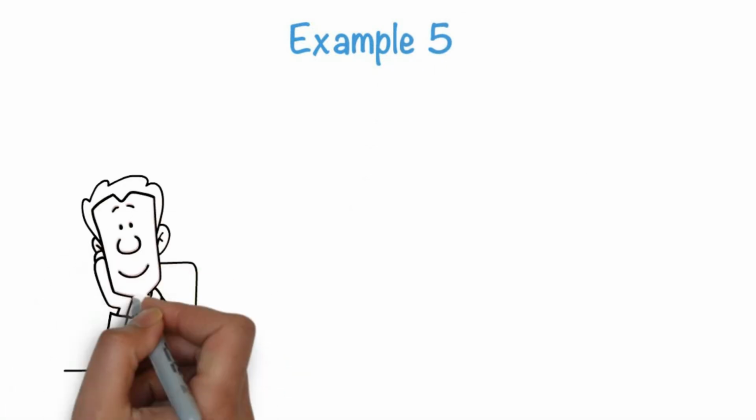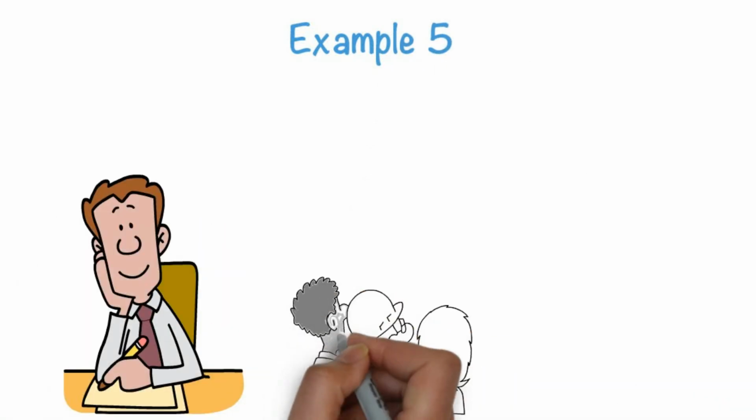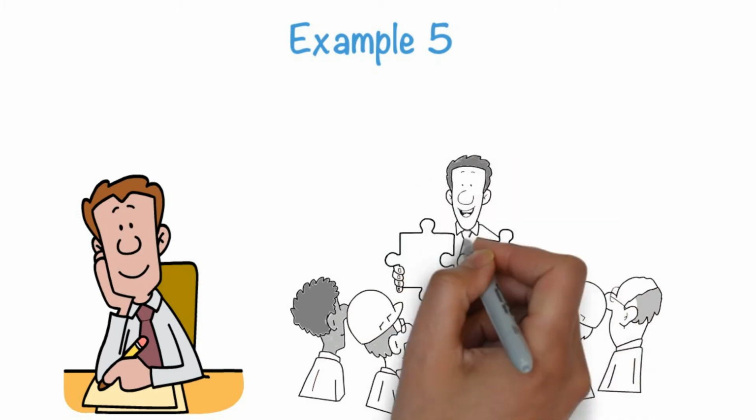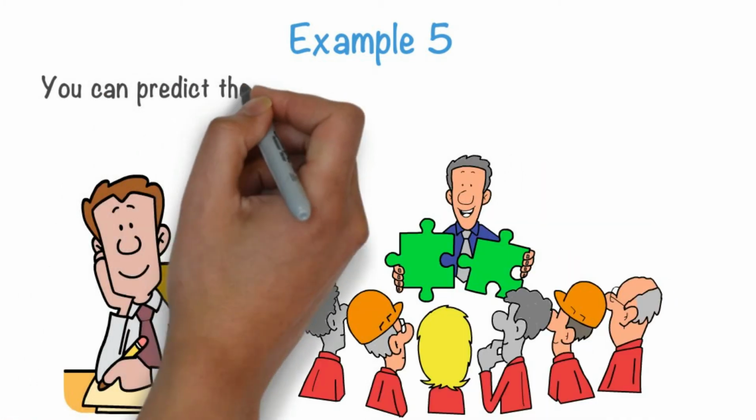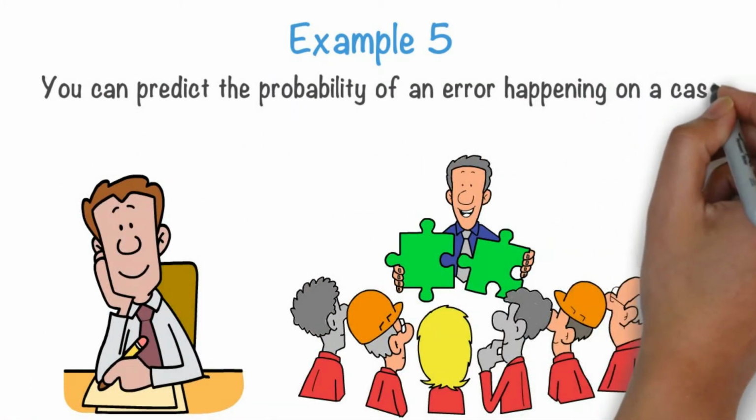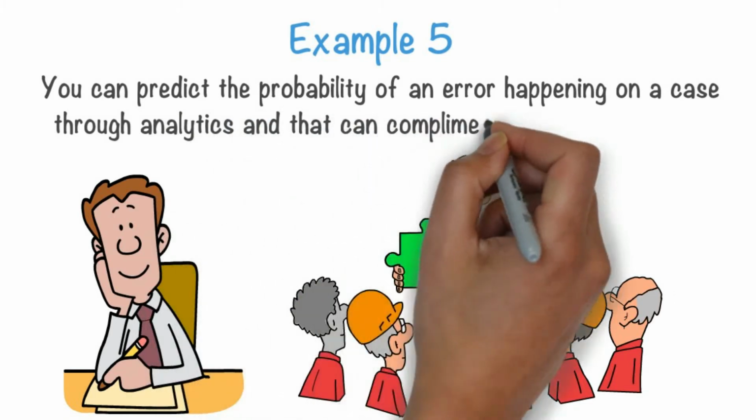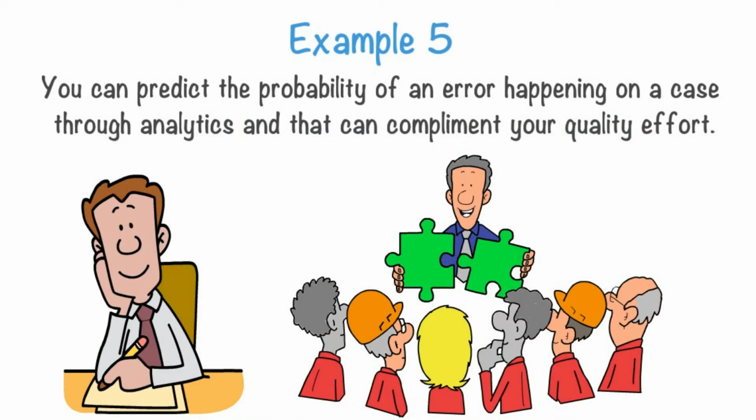Example 5. You are in charge of quality audits. The current sampling volume is high or it is not efficient. You can predict the probability of an error happening on a case through analytics, and that can complement your quality effort.